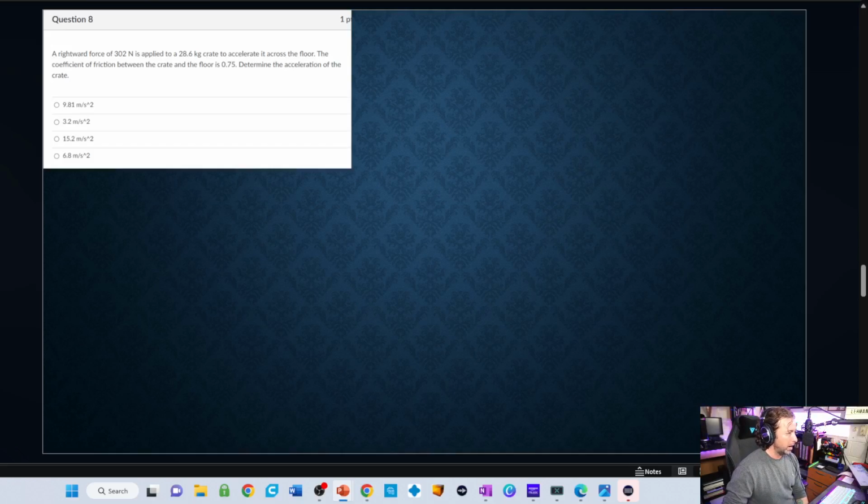So let's draw our free body diagram. We've got our normal force. We've got our force of gravity on a surface. There's my rightward force, F pull or F push, it doesn't matter. And let's see, we've got the coefficient, we've got kinetic friction.